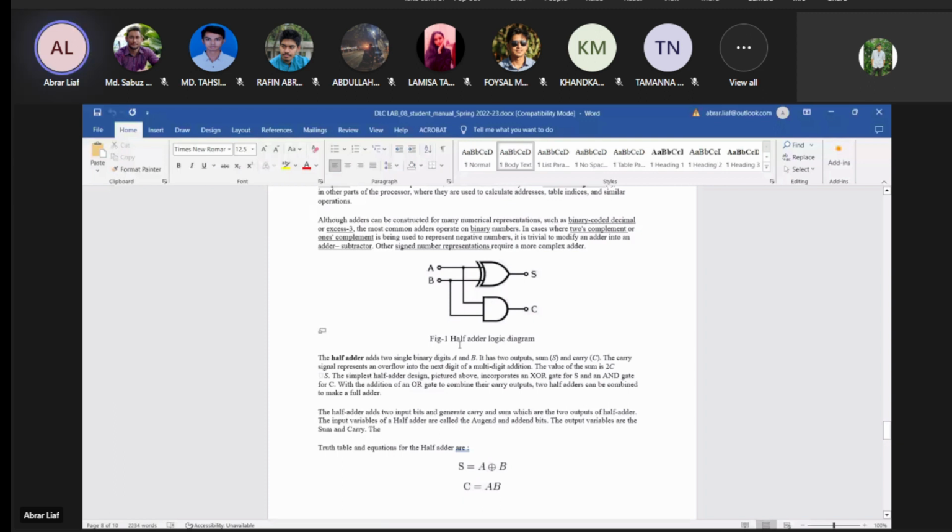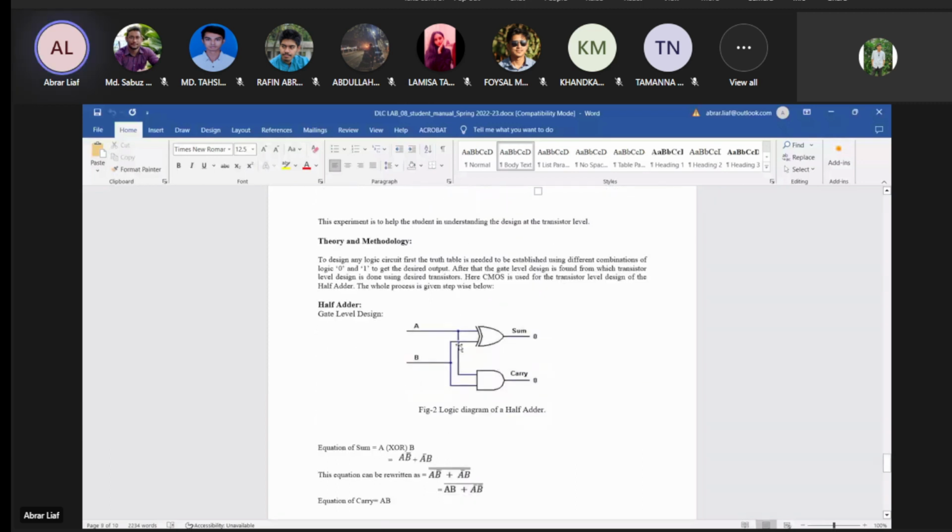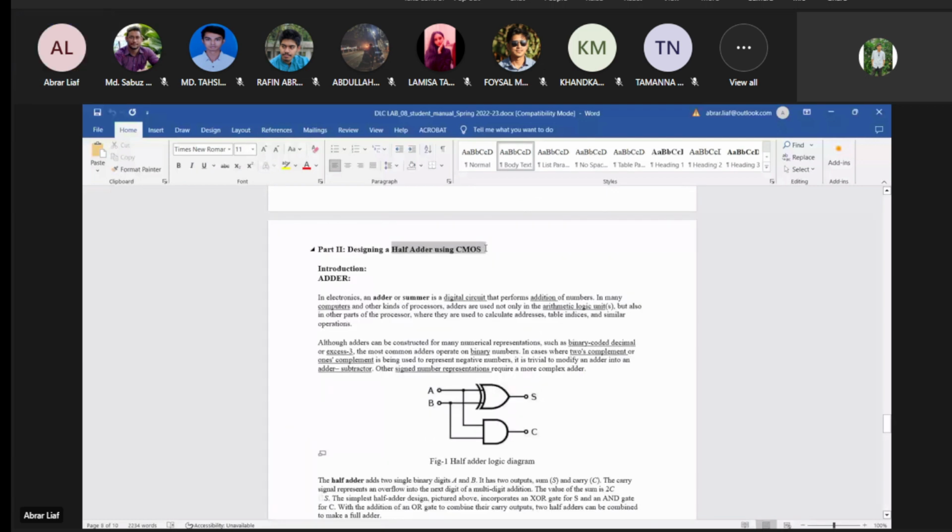And a half adder is given here. So basically how you can do the half adder using a CMOS. This part is for your simulation. When you make the lab report in your simulation part, you have to design a half adder using CMOS. So for the simulation part of this experiment, do this half adder using CMOS. That's it.